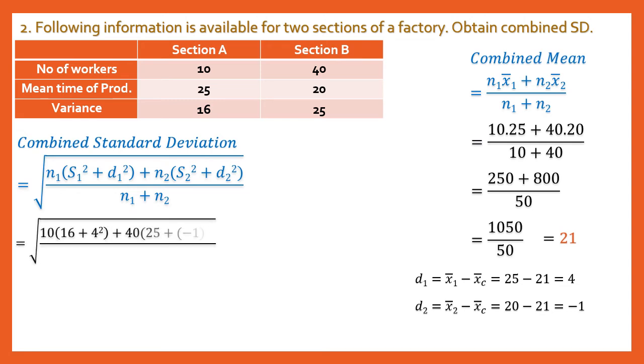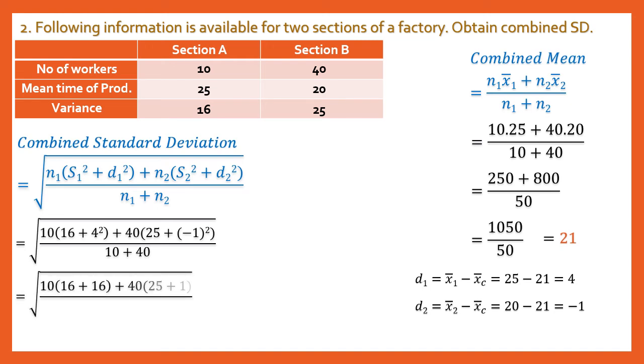So N1 is 10, S1 square is 16, already given in the question. D1 is 4, so 4 square, plus N2 is 40, S2 square is already given, 25, and D2 is -1 and square, divided by 10 plus 40. We will square the values which we need to square. So 4 square is 16, -1 square is 1, remaining values as they are, 10 plus 40 is 50.